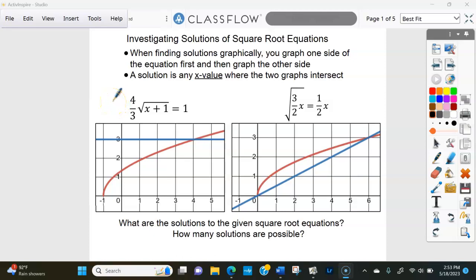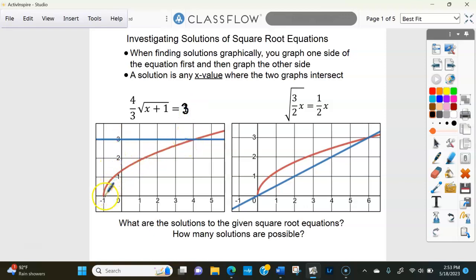Hey guys, today we're going to learn how to solve radical equations. So first we're going to start off with the square root equation. Here we have 4 over 3 square root of x plus 1 is equal to, now it says 1, it's supposed to say equals 3, just a side note.